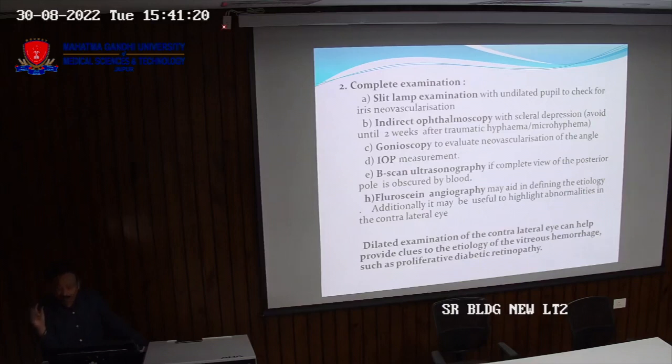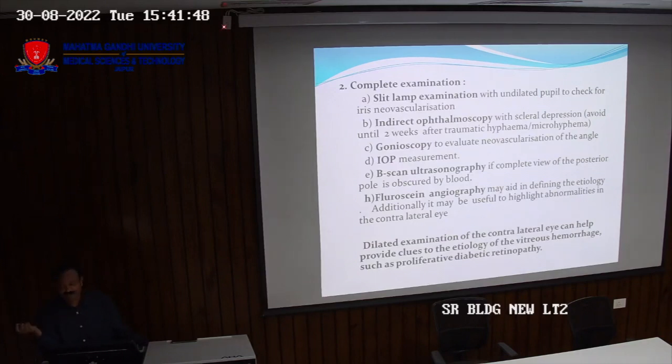Gonioscopy, as you know, is slit lamp examination of the angles of the eye. You require a specialized lens to put on the cornea, which shows you the angle of the eye. There also you can see any neovascularization and all, which will give some indication of what could be the pathology of the hemorrhage.